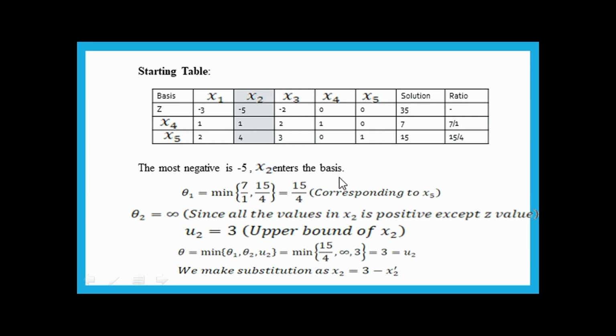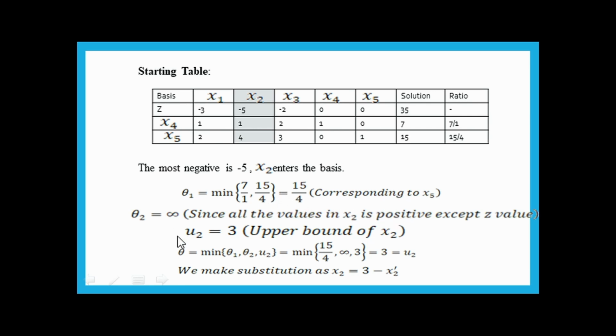So x2 enters the basis. Now we have to find the three values theta 1, theta 2 and u2. Theta 1 is the minimum of the ratio values. First we find the ratio for x4 and x5. The ratio for x4 is solution divided by the x2 value, so 7 by 1. And the ratio for x5 is solution divided by the x2 value, 15 by 4. So theta 1 equals the minimum of 7 by 1 and 15 by 4, which is 15 by 4, the minimum value, which corresponds to x5.